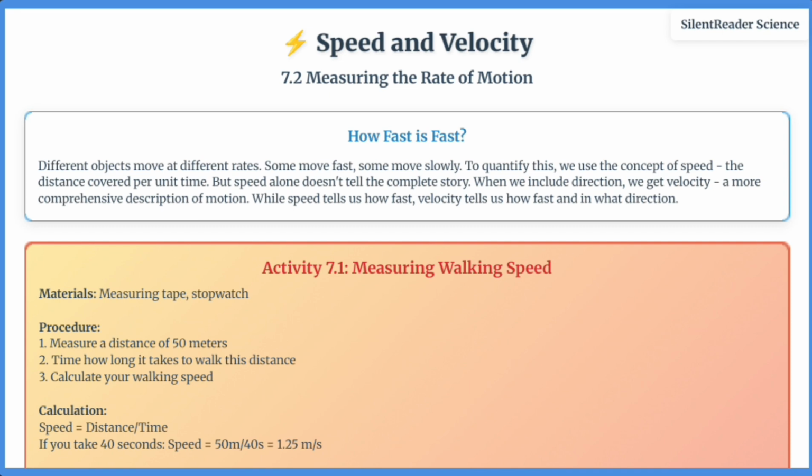Remember that an object can have speed but zero velocity if it returns to its starting point, like Usha swimming back and forth in a pool.